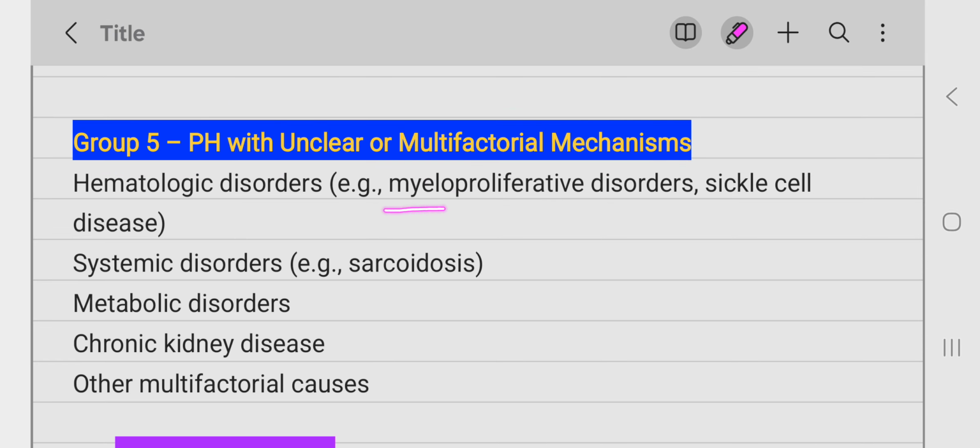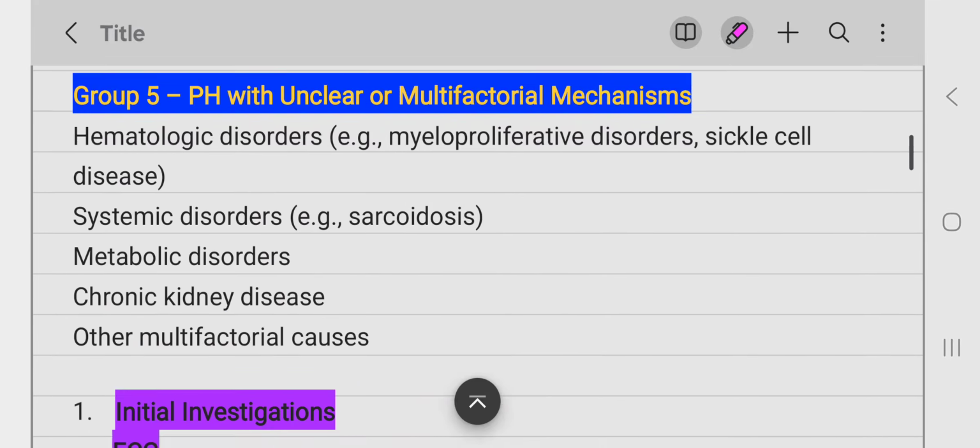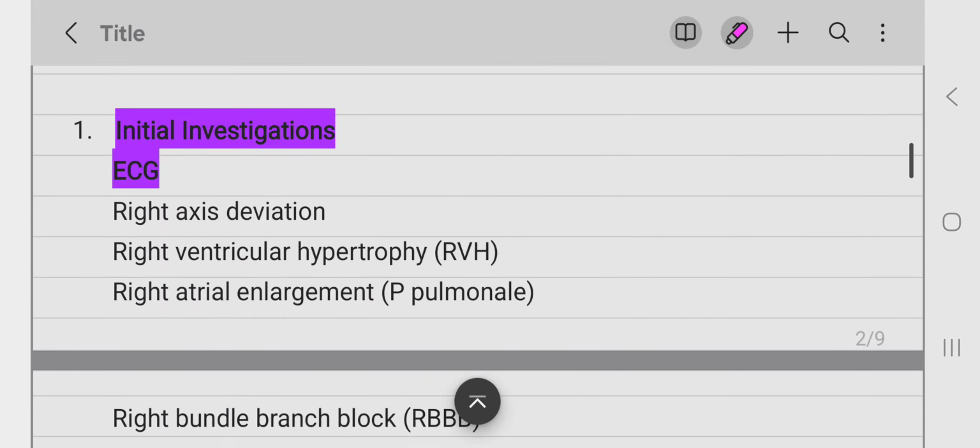For example, sickle cell anemia, myeloproliferative disorders, and chronic hemolytic anemia. Then systemic disorders like sarcoidosis, vasculitis, etc. Then metabolic disorders like Gaucher disease. Then chronic kidney disease, especially if the patient is on hemodialysis, and other multifactorial causes can also be grouped into group 5. What are the investigations that are required for the diagnosis of pulmonary hypertension?